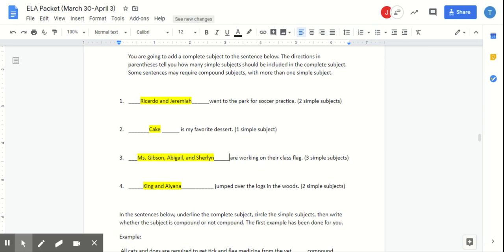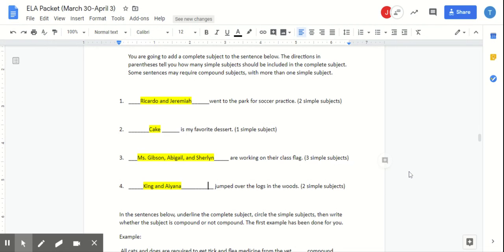Now, number three, it asks for three simple subjects. So I made sure when writing down three simple subjects that I included commas because it's showing a series of things that I'm listing and then ending with and before the last one. So Ms. Gibson, Abigail, and Charlene are working on their class flag. Number four is similar to number one. So I combined it with and. I do not need a comma because I do not have more than two simple subjects here. So I put King and Ayana jumped over the logs in the woods.